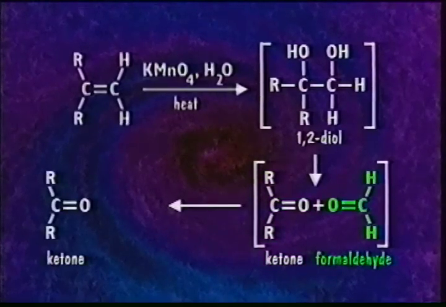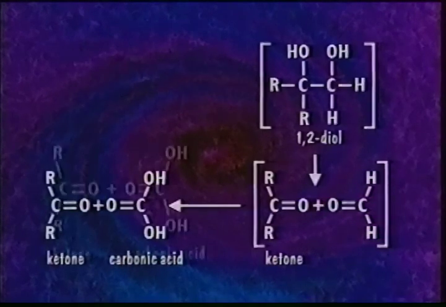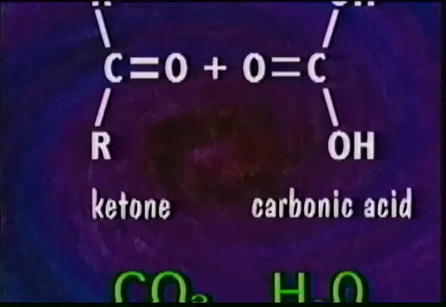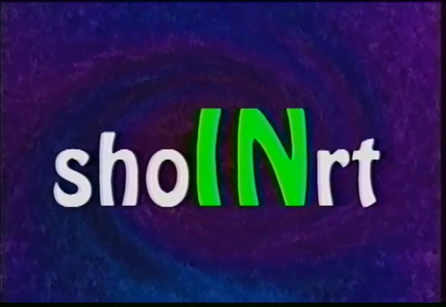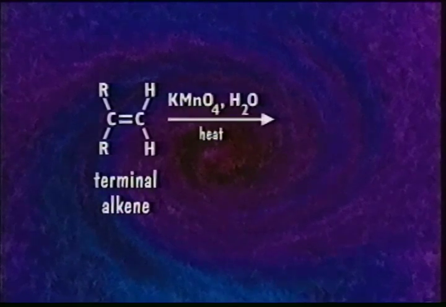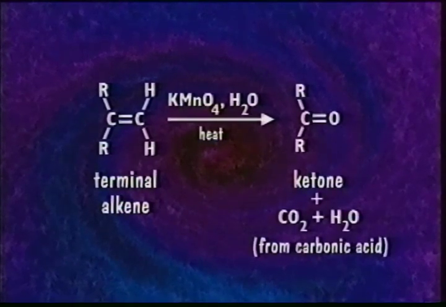The formaldehyde, however, is further oxidized into carbonic acid. The carbonic acid falls apart, and we get carbon dioxide and water. So, in short, if a terminal alkene is oxidatively cleaved with hot potassium permanganate, the two products are a ketone and carbon dioxide from carbonic acid.